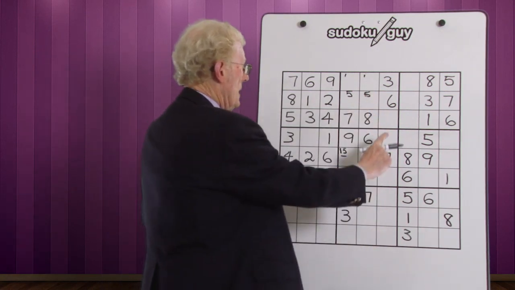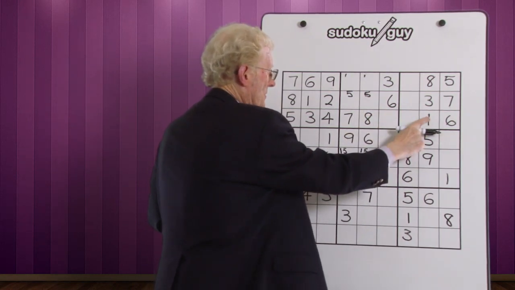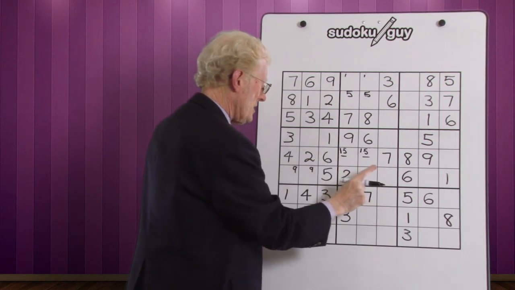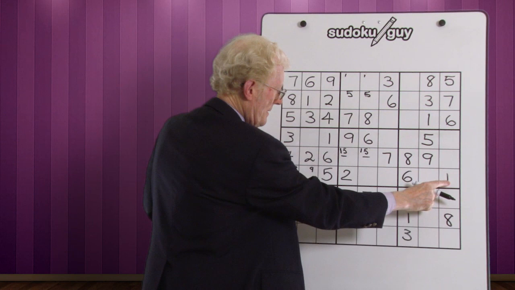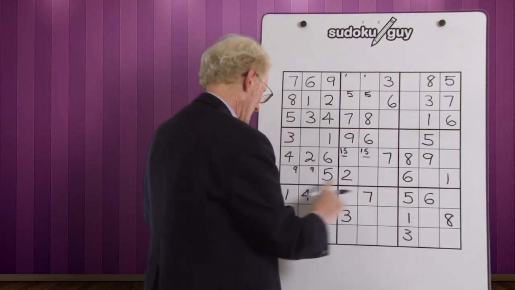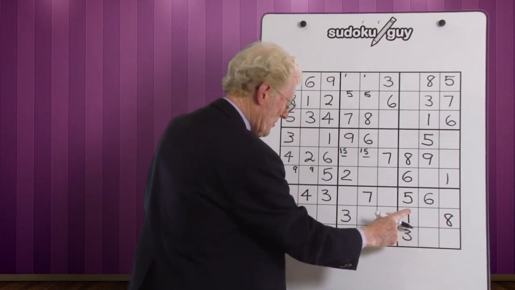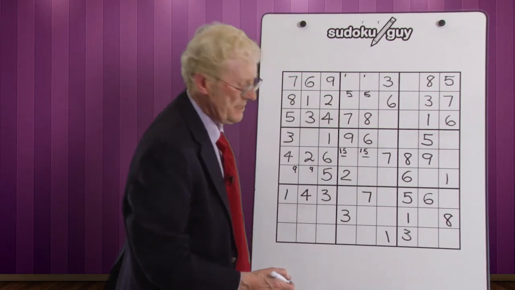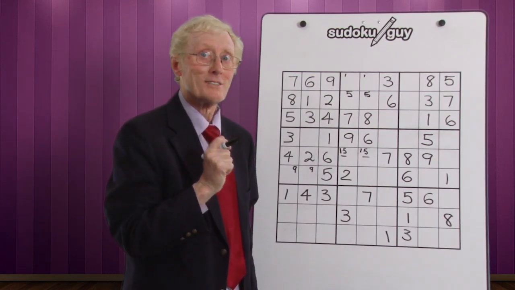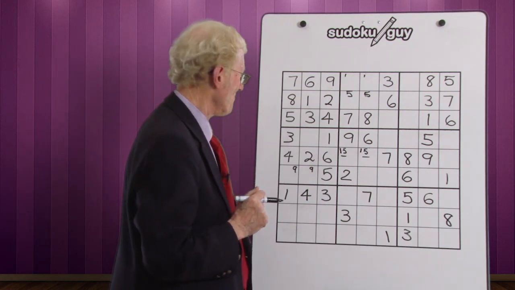Well, let's look. In this block, the cell can't be a 1 because of that one. In this cell, it can't be a 1 because of this one. In this cell, it can't be a 1 because of that one. In this cell, it can't be a 1 because there's that one here. And in this cell, you can't be a 1 because of that one. So the only place a 1 can go is there. And that's called only one place for a number to go. Very handy little technique to use.